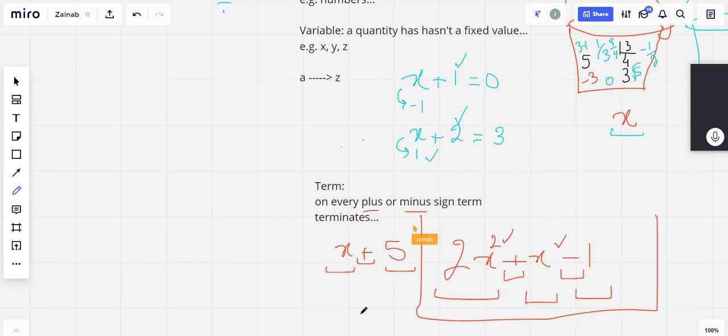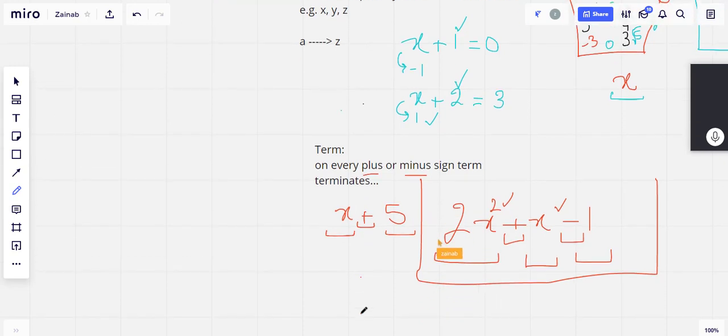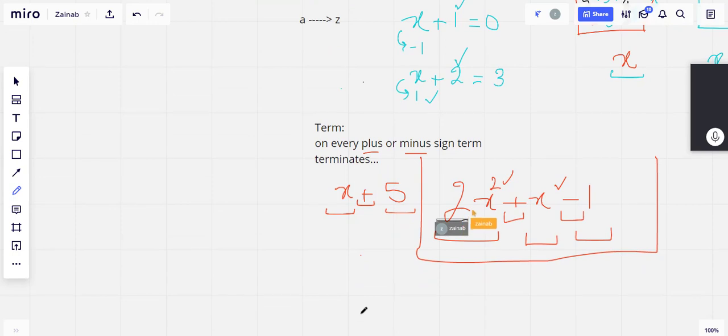Now explain your idea of how there are 5 terms. I thought this is one term, this is the other term, this is the other term, this is the term, and that is the other term. Alright. Then we need to refer to the definition. In the definition it says on every plus or minus sign the term ends. So we just need to look at the positive and negative signs.